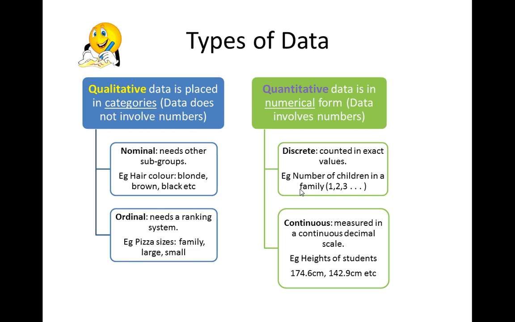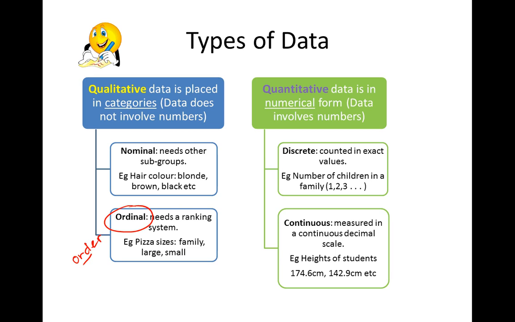It has some specific order to it, and if we have a look at the word ordinal, you'll see that the word ordinal does actually contain a little bit of the word order in it. So that might help you remember that ordinal means breaking something up into groups that has some sort of order in it. Okay, so they're the two types of qualitative data that are in blue on the left.